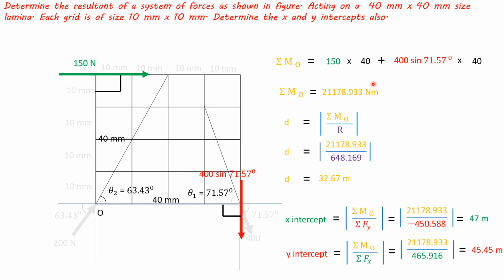Calculating all this, we get summation moment about O equal to this value, and D value, it is perpendicular distance of resultant from point O. Substituting summation MO value and R value, we get perpendicular distance of resultant from point O. X-intercept will be got by summation MO by summation Fy. Substituting summation MO and summation Fy value, we get X-intercept. Y-intercept is given by summation MO by summation Fx. Substituting summation MO and summation Fx values, we get Y-intercept.